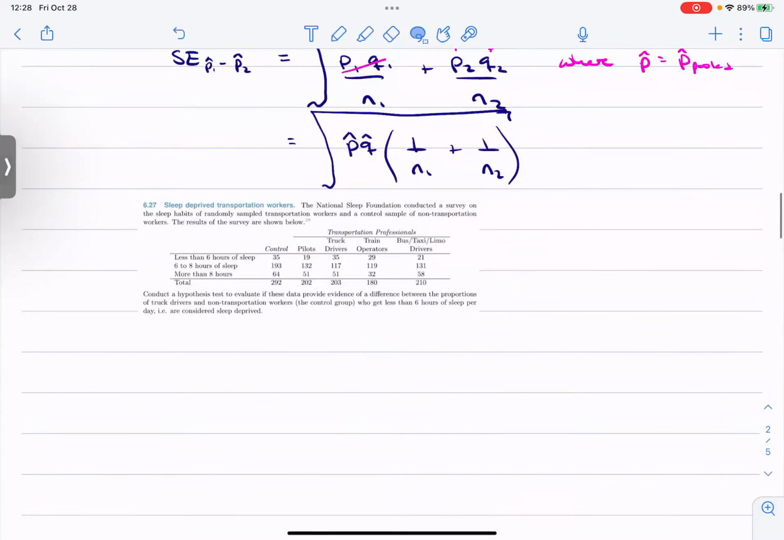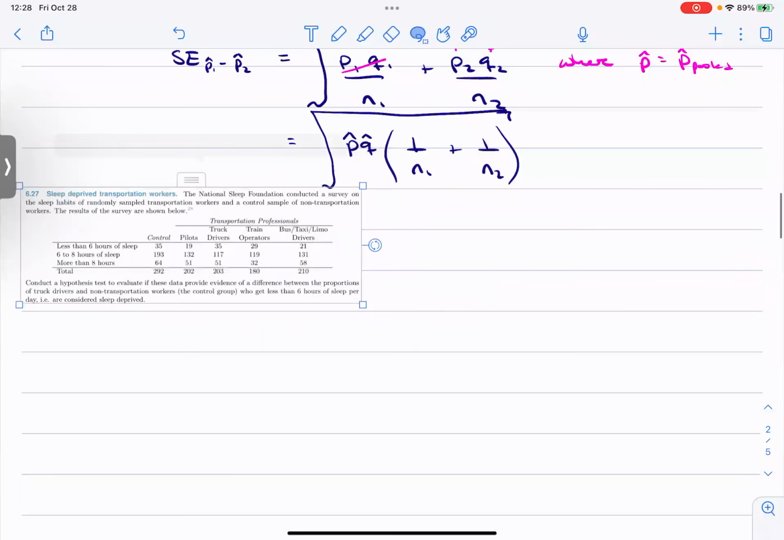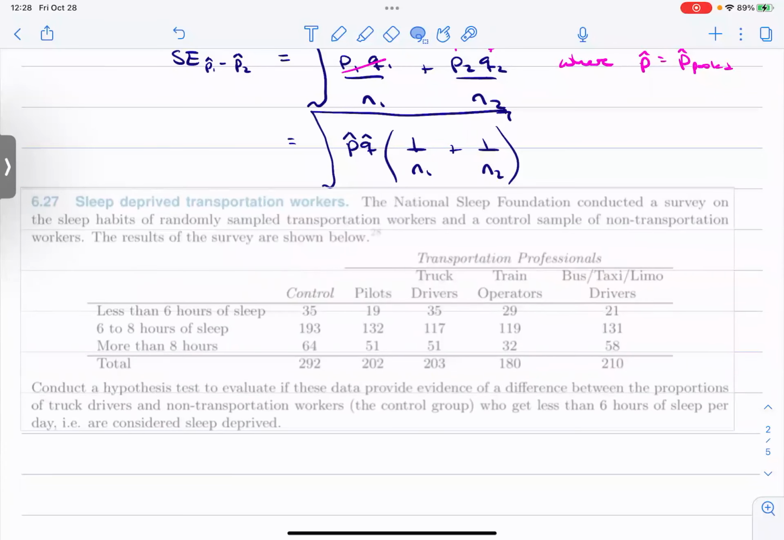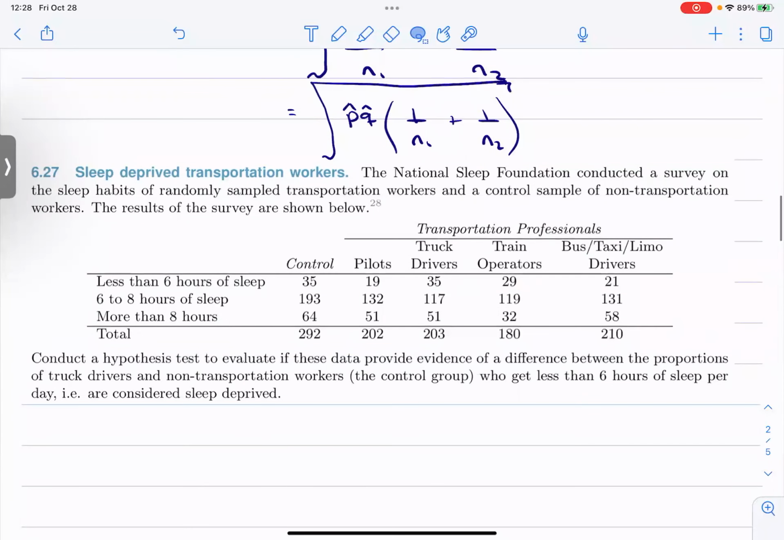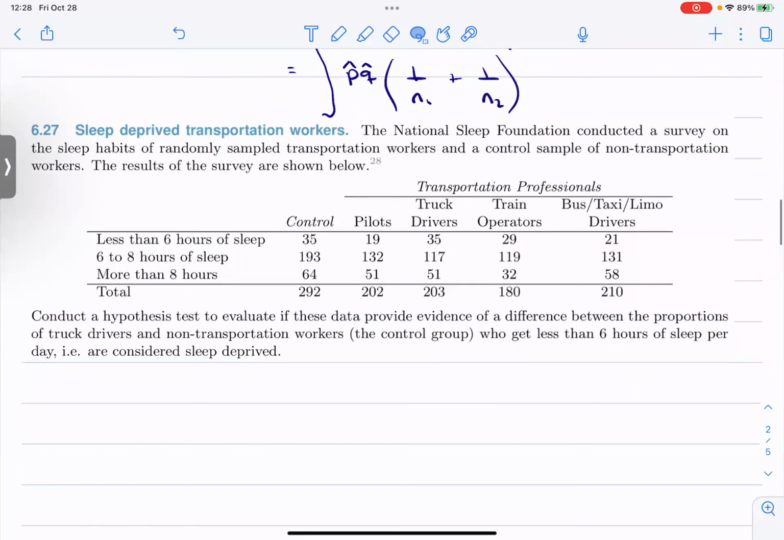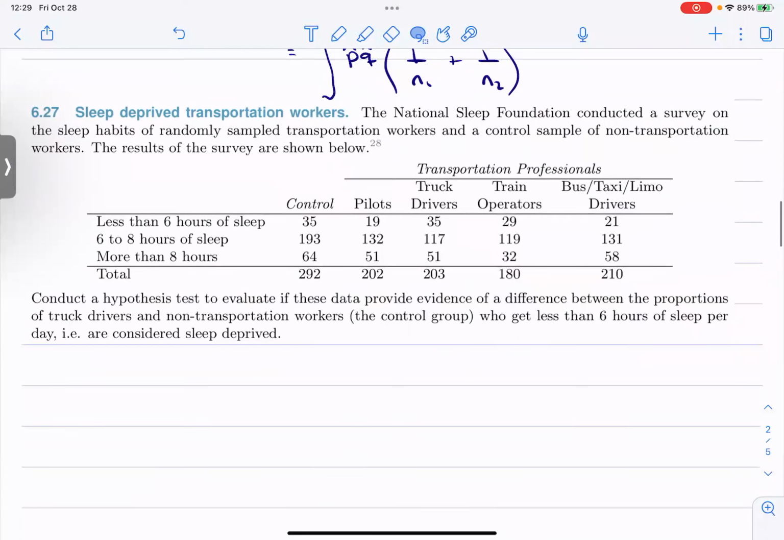If it'll paste, there we go. It wasn't until this morning that I realized all the questions have to do with sleep deprivation. I don't know why all the questions, or most of the textbook questions, are about sleep deprivation and how much sleep you get. Something going on there.